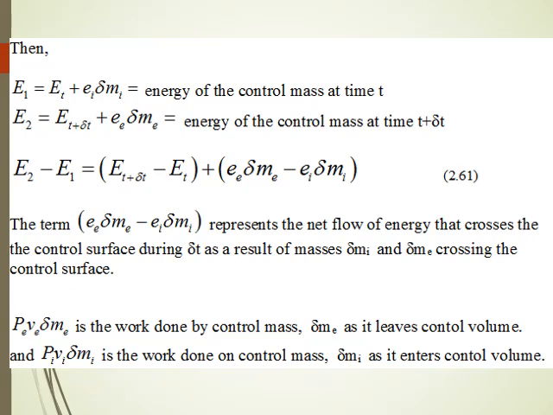Now, if we talk about the work, then we can say that PE VE del me is the work done by the control mass as del me leaves the control volume. So it is the work of expulsion, and it is positive work, meaning work is done by the system. Now PE VE is the work per unit mass, and when it is multiplied by mass, that gives the work in kilojoule.